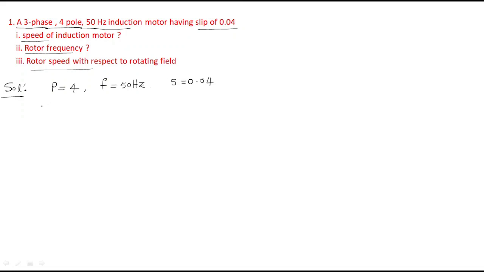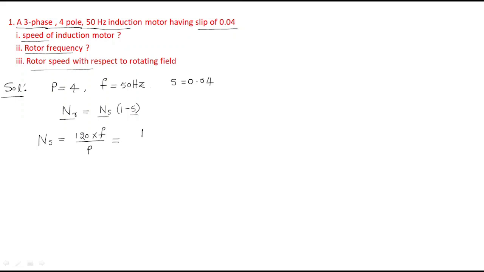The first question is the speed of the induction motor. What is the formula for the speed of the induction motor? The speed of the induction motor is Nr = Ns into (1 minus s). Nr is the speed of the induction motor, Ns is the synchronous speed, s is the slip. But we don't know the synchronous speed value. So we will find the formula for the synchronous speed: Ns equals 120 f by P.